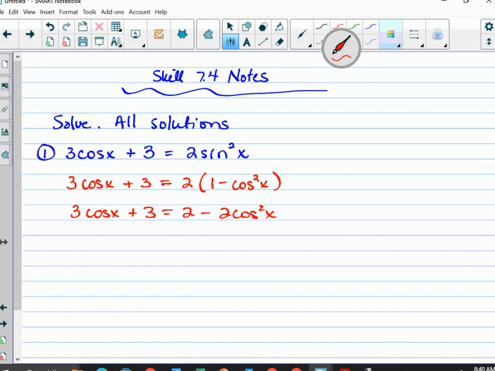Am I going to have to factor? Yes. Factoring never goes away, guys. You're solving a quadratic equation now. You need a 0 on one side. You want everything else on the other. So I'm going to bring the 2 and the 2 cosine squared over. So I've got 2 cosine squared x, and I'm going to write it in a better order. Plus 3 cosine of x, and then 3 minus 2, I have plus 1. Do we see it? Okay. And then you just factor it.